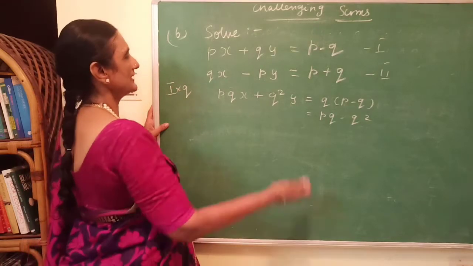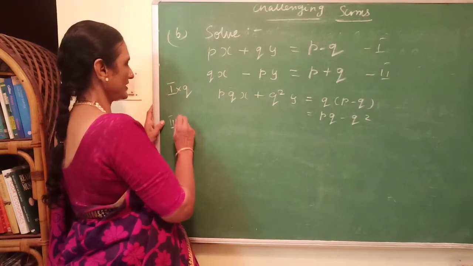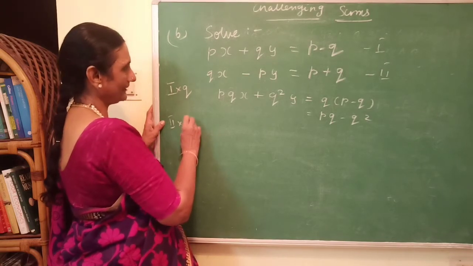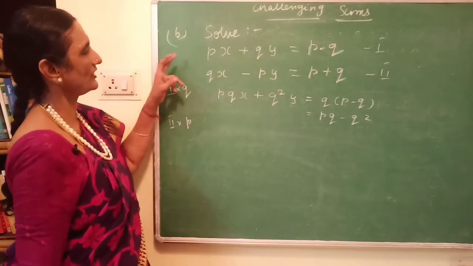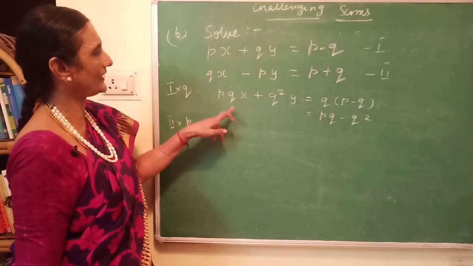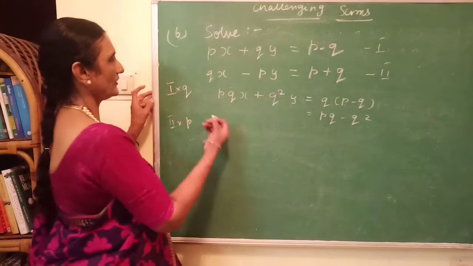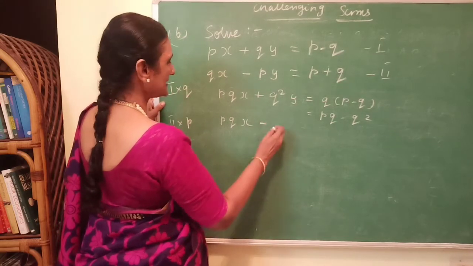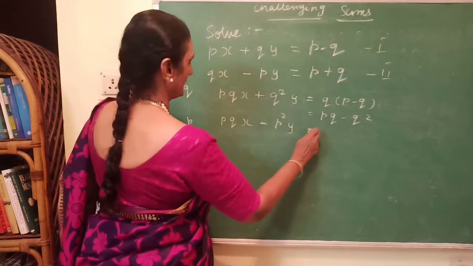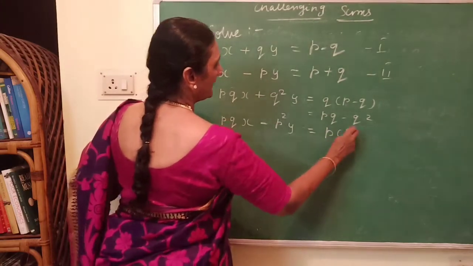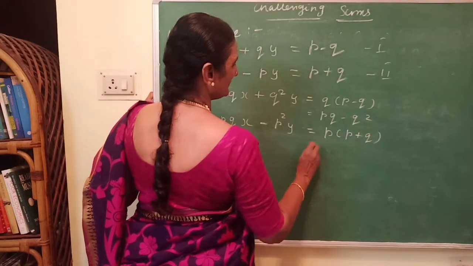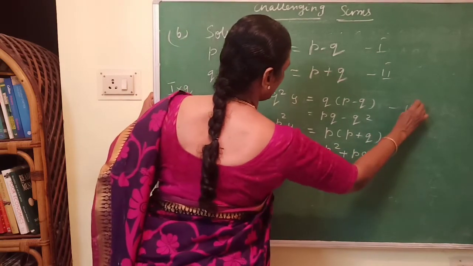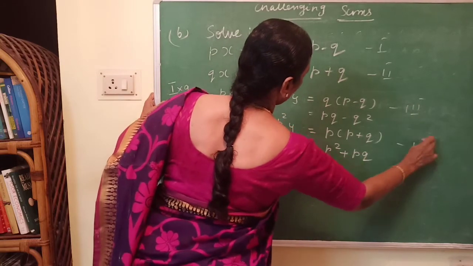Now you take the first equation, we are multiplying by q, in which case we will get pqx plus q square y is equal to q into p minus q, which is equal to pq minus q square. Are you understanding? This is a very simple situation. Now the second equation you are multiplying by p, so that I will get pqx and here also pqx. So you will get pqx minus p square y, which is equal to p into p plus q, which is going to give you p square plus pq. Let us name this as equation 3 and this as equation 4.